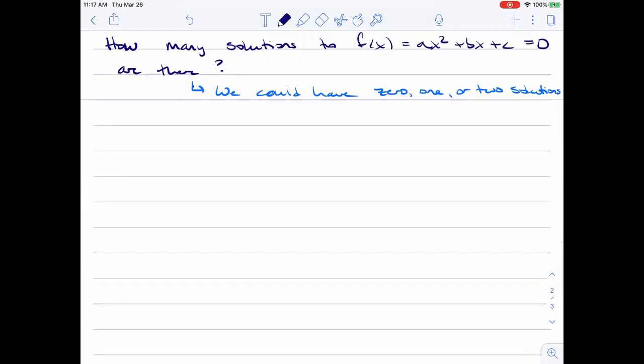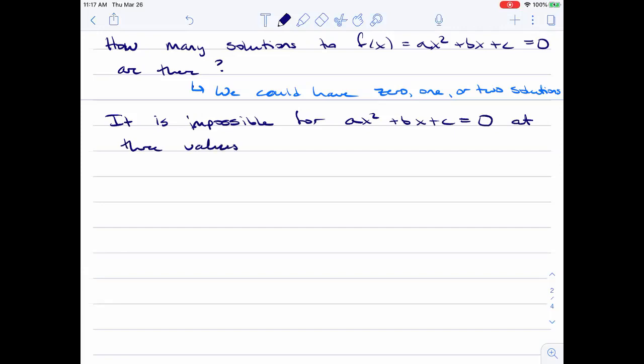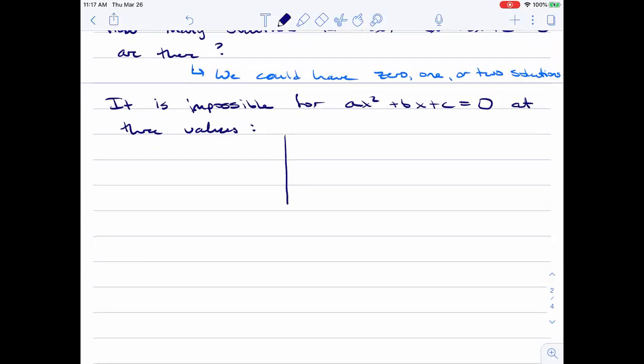Why can't we have 3? Let's talk about why it can't be 3, because that's going to be useful to have that skill later on. So it is impossible for ax squared plus bx plus c to equal 0 at 3 values, because, well, what would that look like? We would have some sort of graph that looks like this, and we cross the x-axis here, here, and here. That would be 3 values. Maybe it looks something like that.